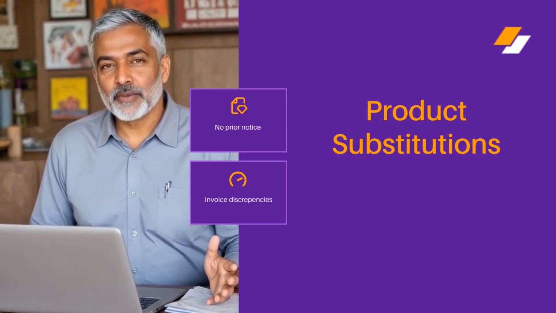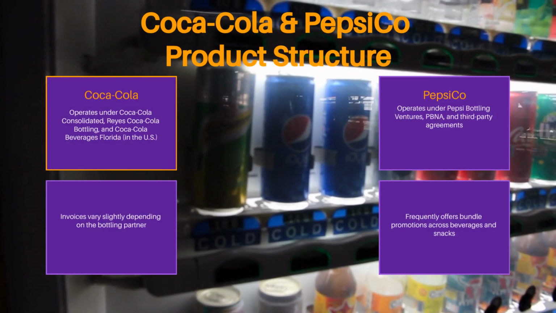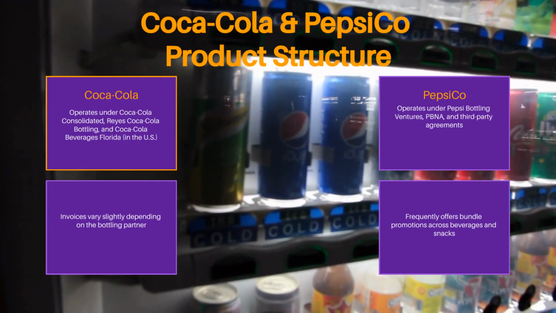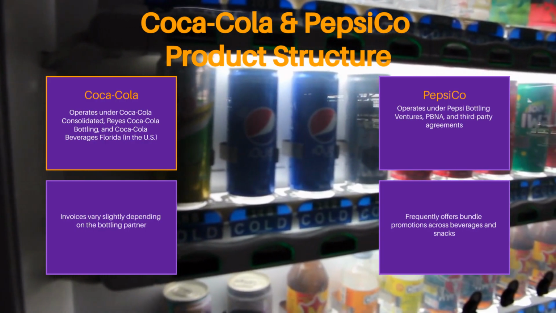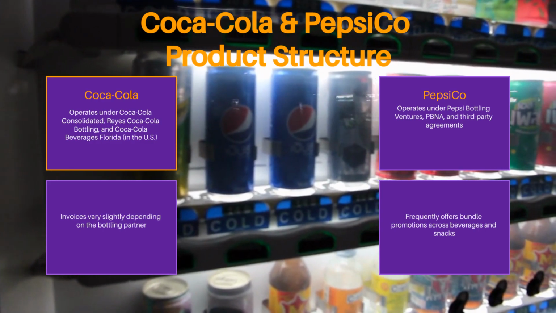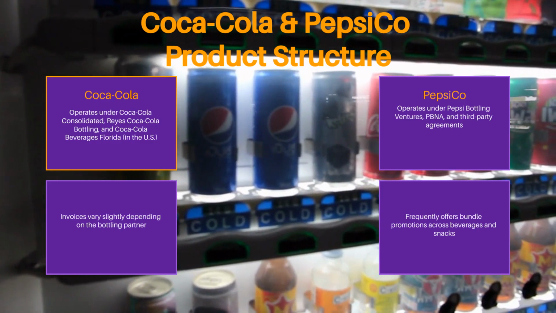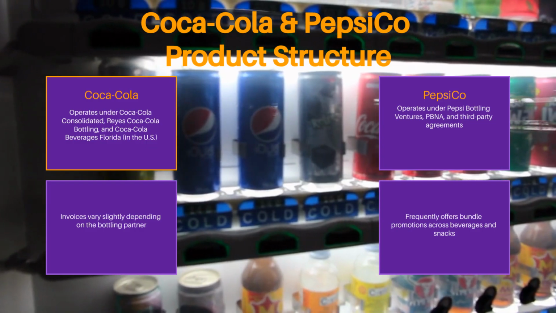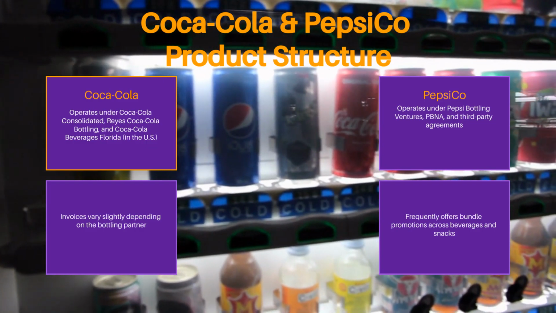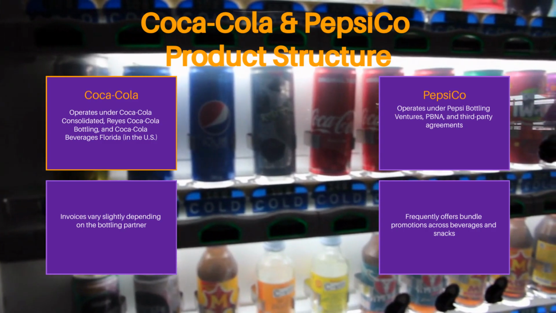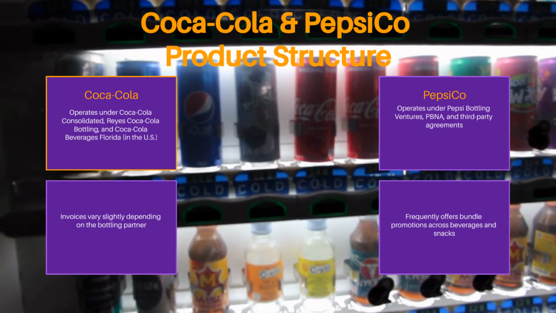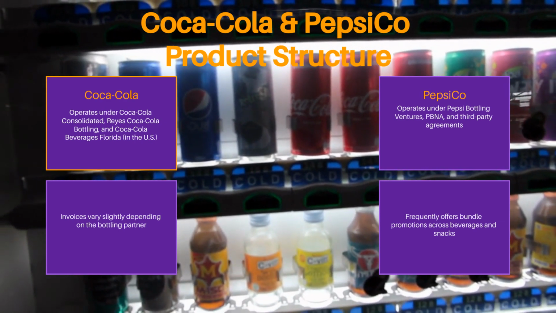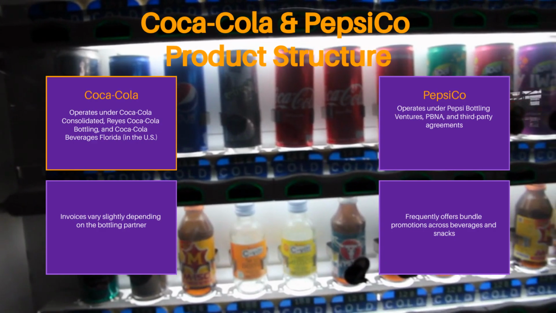Turning our gears now to the product structure of both Coke and Pepsi. Coca-Cola was established in 1886 and operates under Coca-Cola Consolidated, Reyes Coca-Cola Bottling, and Coca-Cola Beverages Florida in all of the U.S. Coca-Cola invoices vary slightly depending on the bottling partner. PepsiCo Beverages of North America operates under Pepsi Bottling Ventures, PBNA, and third-party agreements. Pepsi frequently offers bundle promotions across beverages and snacks.